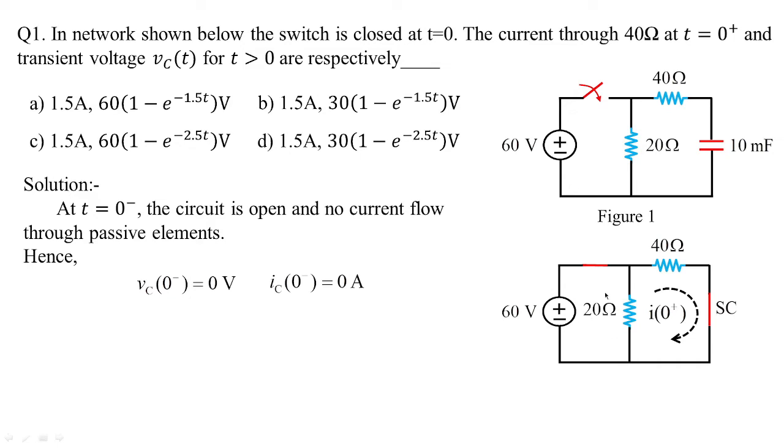You can see all the parameters are connected to 60 volts, and we need to find out what this I of 0 plus is. Because the circuit is closed, naturally the current will flow. So what is that instant value of current which is flowing through the capacitor?